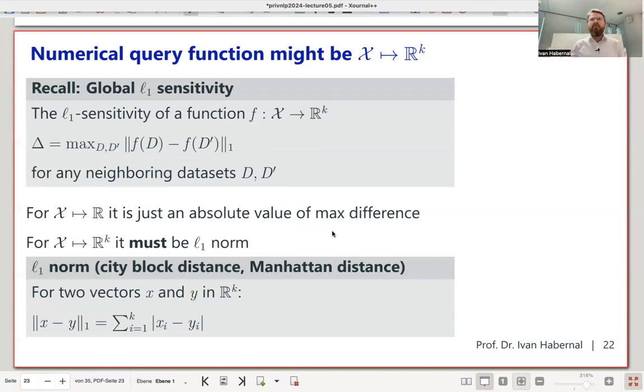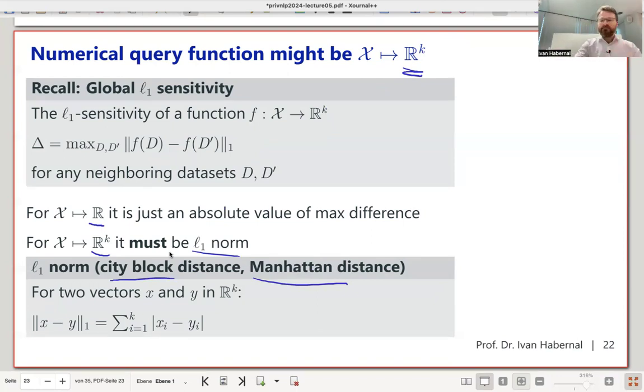Okay, makes sense. I mean, you can either ask one query and the other query, or you can ask at once. It's the same basically. So the output of the query will be some vector in k-dimensional space. And that's why we are using this L1 norm, so like Manhattan distance. So it's not an absolute value anymore. It's a Manhattan distance, but then everything will be the same. For just a single number, it's just the absolute value of the max difference. And for k, it must be the L1 norm. We talked about this Manhattan distance, city block distance. So feel free to refresh again, but we just talked about it already.